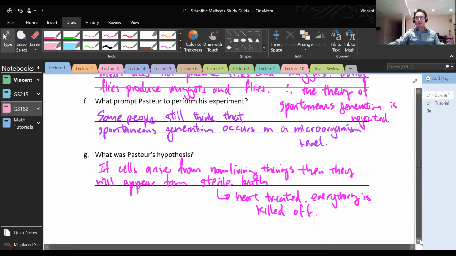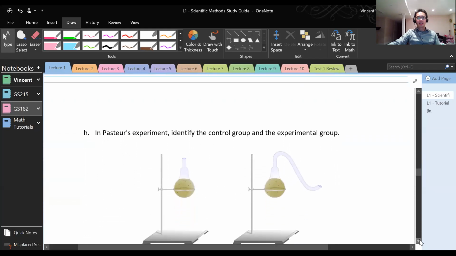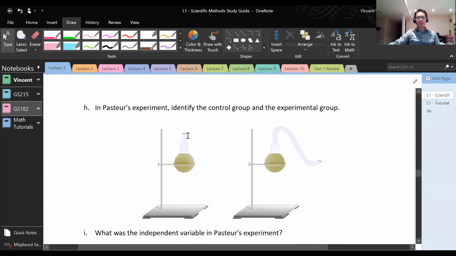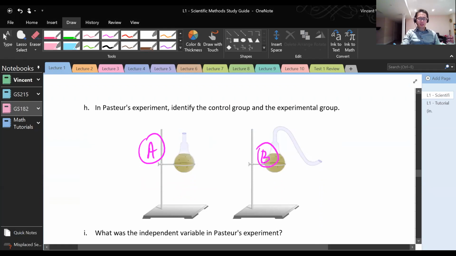And then he did an experiment, right? Yeah, and all this is explained, of course, in the lecture recordings. In Pasteur's experiment, he had two flasks. He has a flask with an open top and then one with a swan neck. Which of these would be the control group? Let's do a quick poll to see if you guys are able to tell me. Okay, which one is the control group? If you think this is control, please choose A. If you think this is control, please choose B. Excuse me, if you're not sure, you can choose C. Which is the control group?